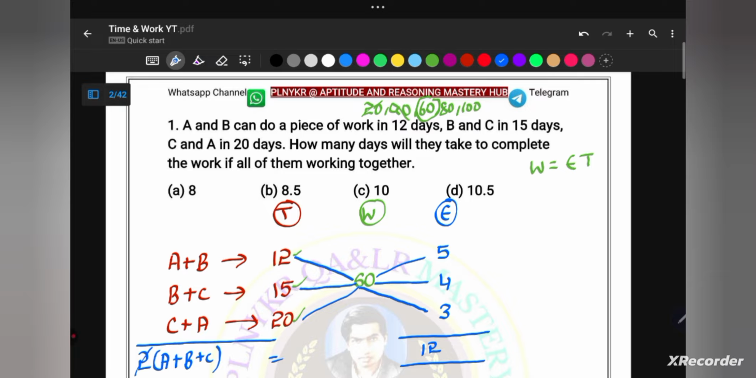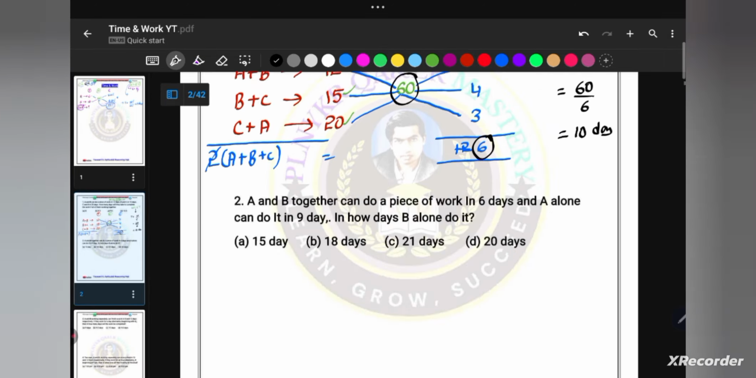The cancellation is possible, 2 ones are 2, 2 sixes are 12. So now the overall efficiency of A, B, C together, how much? 6 units per day. Now we need to find the time, right? From the basic fundamental formula, time will be equal to work by efficiency. The work is 60 units, and the overall efficiency, because we are finding the overall time, will be 6. That will be 10 days. Option C. If you have any queries, please let me know in the comment box. We'll be moving on to the next question.